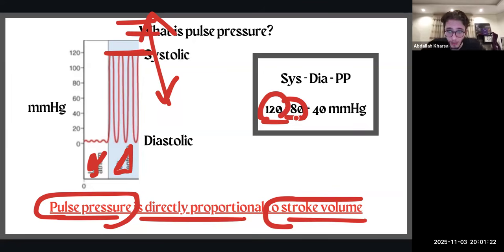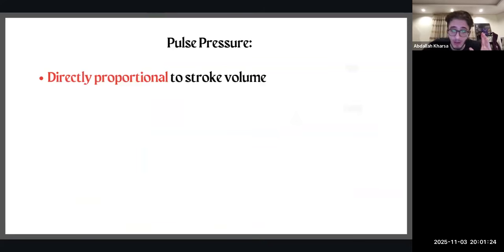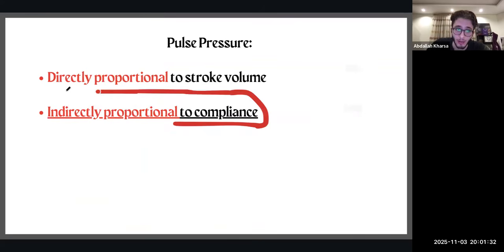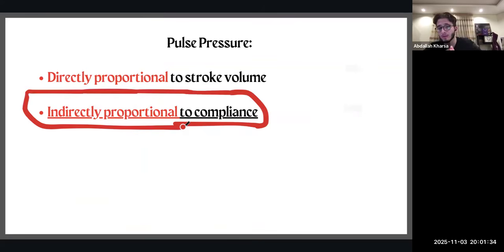Yes, perfect. I'm glad. We said it's directly proportional to stroke volume. It's indirectly proportional to compliance. If a blood vessel is more compliant, lower pulse pressure. Not 100% of the time, but you can say that lower stroke volume leads to lower pulse pressure. Lower stroke volume leads to lower pulse pressure. Is this clear?